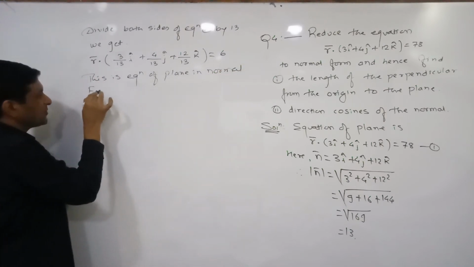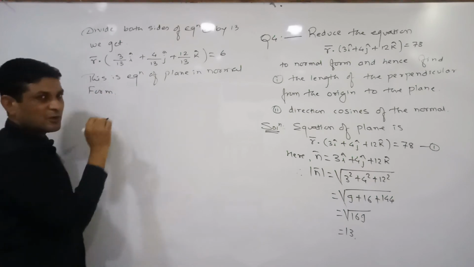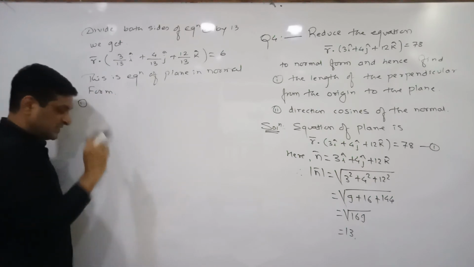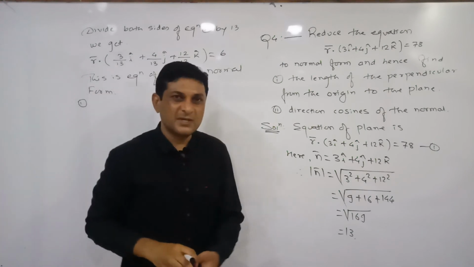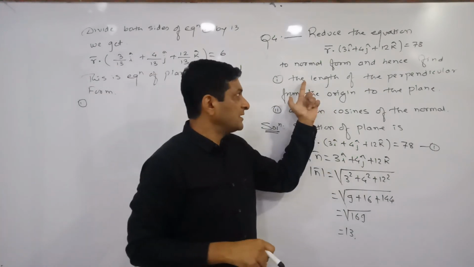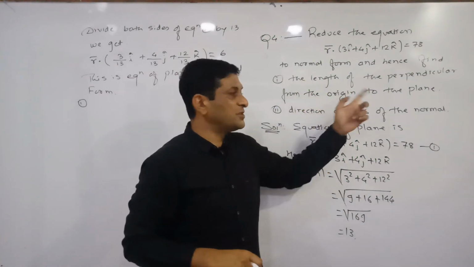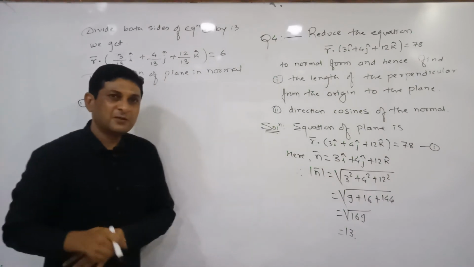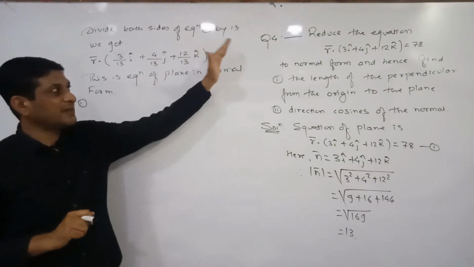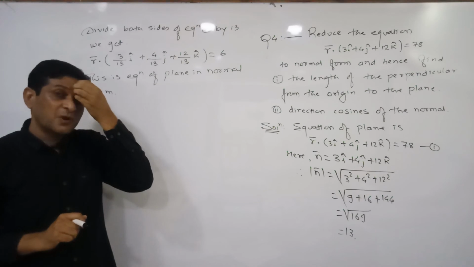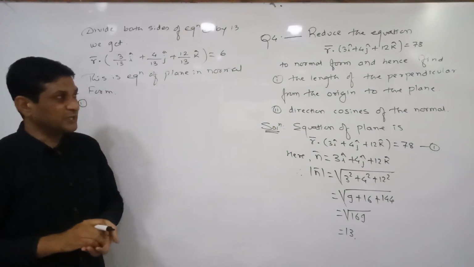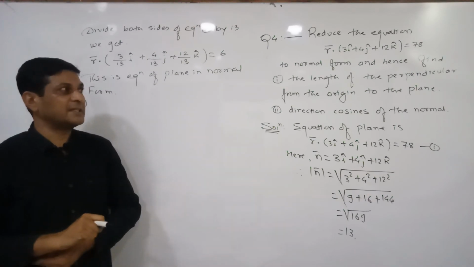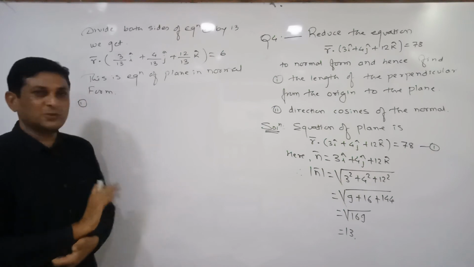So in this way we have converted the given vector equation of the plane into normal form. Once the equation in normal form is known to us, now observe the next example. The length of the perpendicular from the origin to the plane. We know that whenever the equation is in normal form, the value on the right hand side represents the distance of the plane from the origin, or in other words it is the length of the perpendicular from the origin to the plane.